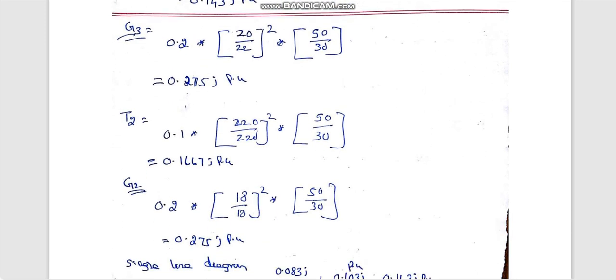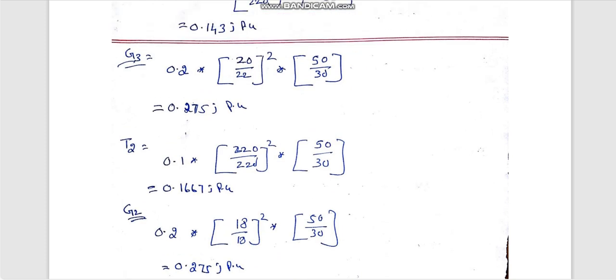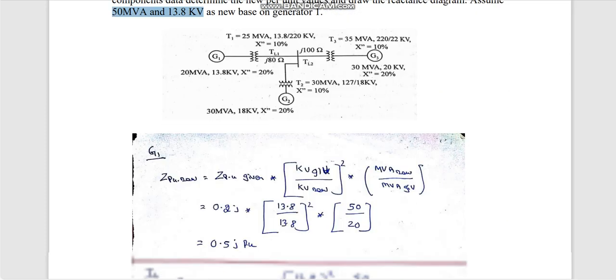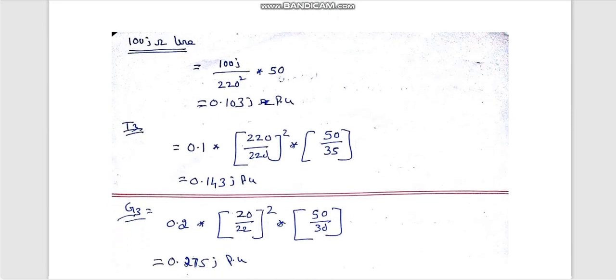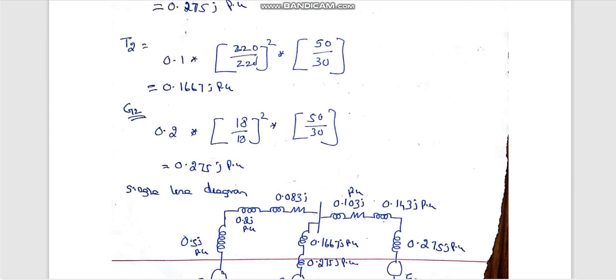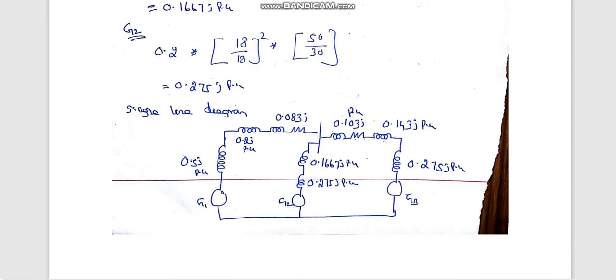In total we have 8 elements. Each element carries 1.5 marks. So you will score 12 marks after solving all the parameters correctly. Next 3 marks are for the single line diagram. After drawing this diagram, you should mark all the per unit values in the corresponding places. You will get the balance 3 marks, totally 15 marks.